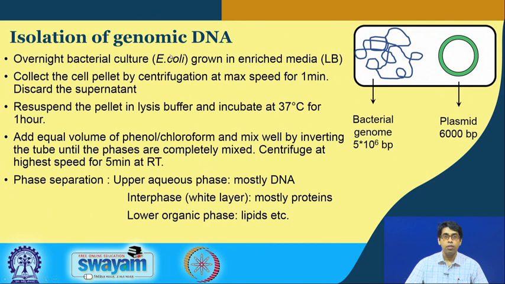So, again you start with same bacterial culture in LB media, then you grow that overnight at 37 degrees centigrade, and in the next morning we pellet down the bacterial culture by centrifugation and discard the supernatant. So, the supernatant is the spent media, and our bacteria will be at the bottom forming a clump.